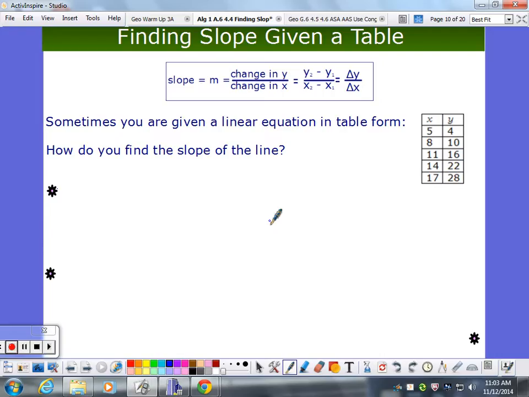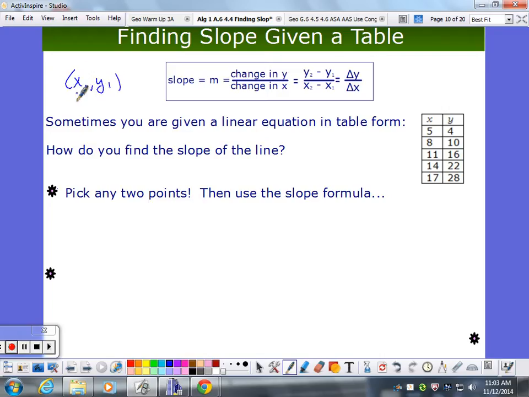Alrighty. Finding slope given a table. Again, here's my handy slope formula. Sometimes you'll get a linear equation in table form, like when we graph the table of values. We get this table. These are all xy pairs in a line. How can I find the slope? Well, first of all, I need 2 points, right? Slope says you need an x1, y1, and an x2, y2. Where am I going to get these 2 points from? Give me 2 points from this table. 5, 4, and 8, 10.